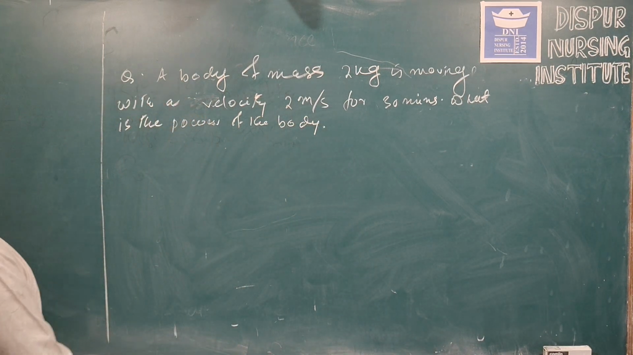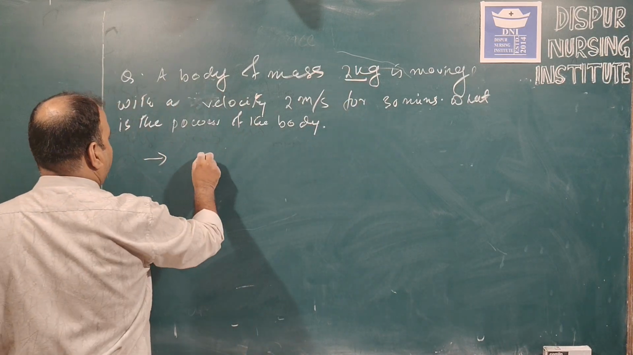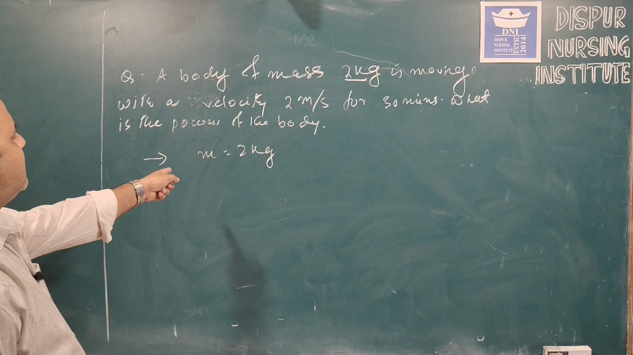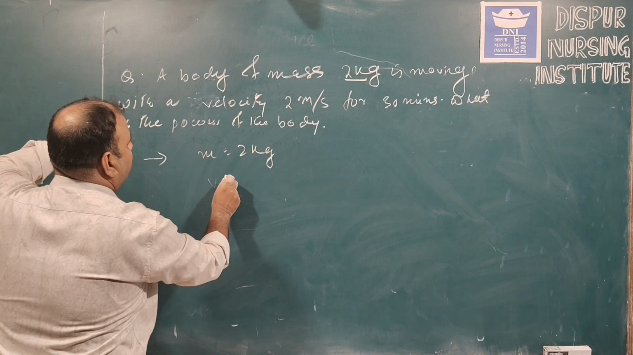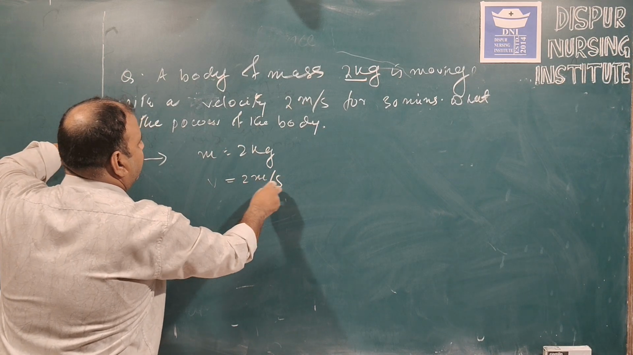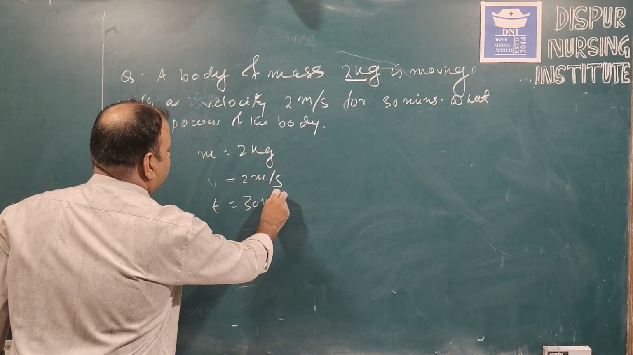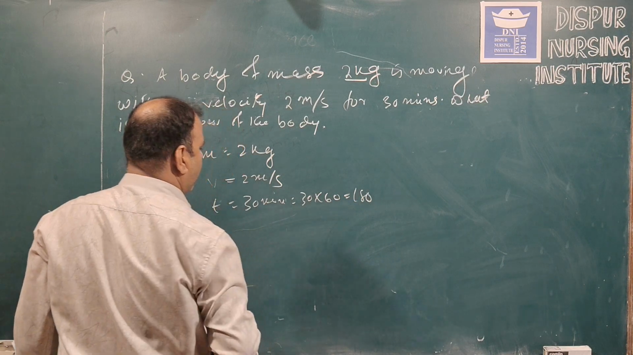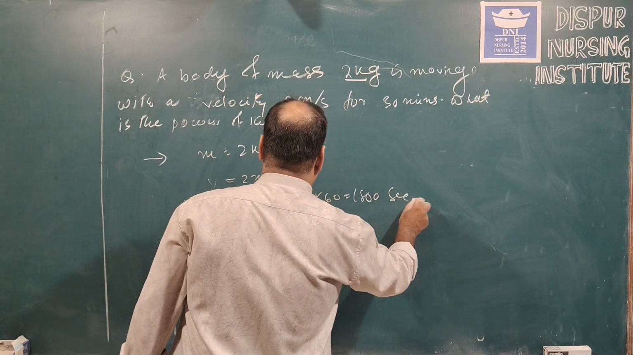So in this case you can see we have to calculate the power. Here the mass of the body is given, 2 kg, m is 2 kg, and the velocity is given, 2 meter per second, for 30 minutes. That means t is equal to 30 minutes. 30 into 60, it will be 1800 seconds.